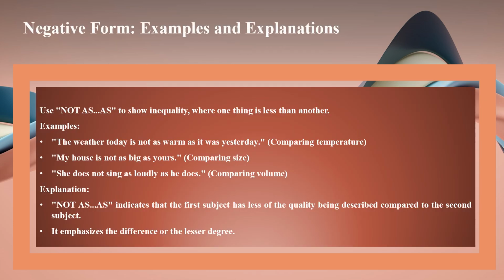Okay, negative form. Example and explanation. Use "not as" to show inequality, where one thing is less than another. Example: first, the weather today is not as warm as it was yesterday, comparing temperature. 2. My house is not as big as yours, comparing size. 3. She does not sing as slowly as he does, comparing volume.